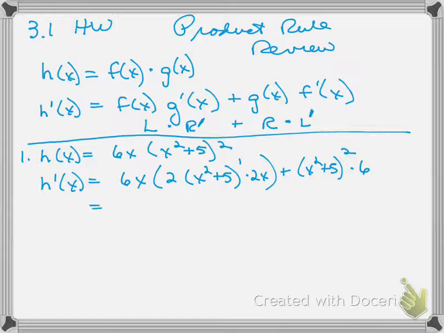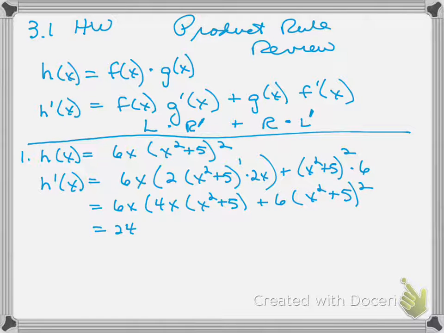Okay, so let's clean this up a little bit. Right now I have a 6x. I think I'm going to leave this in parens, but I'm going to bring the 2 and the 2x together. And then I have x squared plus 5. And then I have plus, I'm just going to bring the 6 in front, x squared plus 5 squared. Okay, so I am going to combine this. I'm going to go one more step. 6x times the 4x gives me 24x squared times x squared plus 5, and then plus 6 times x squared plus 5 squared.